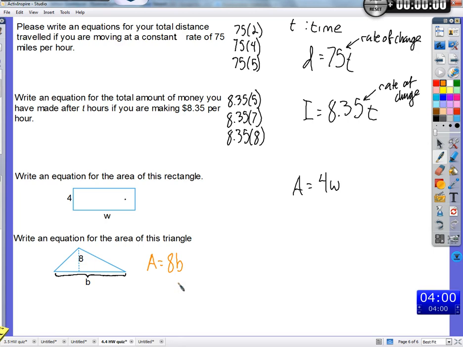A square. Well, a rectangle. A square guarantees we have the same side length. So it would give us the area of a rectangle that is 8 high and b wide, or has a base of b. So what we have here would give us the area of that rectangle. 8 times B. What would give us the area of the triangle?